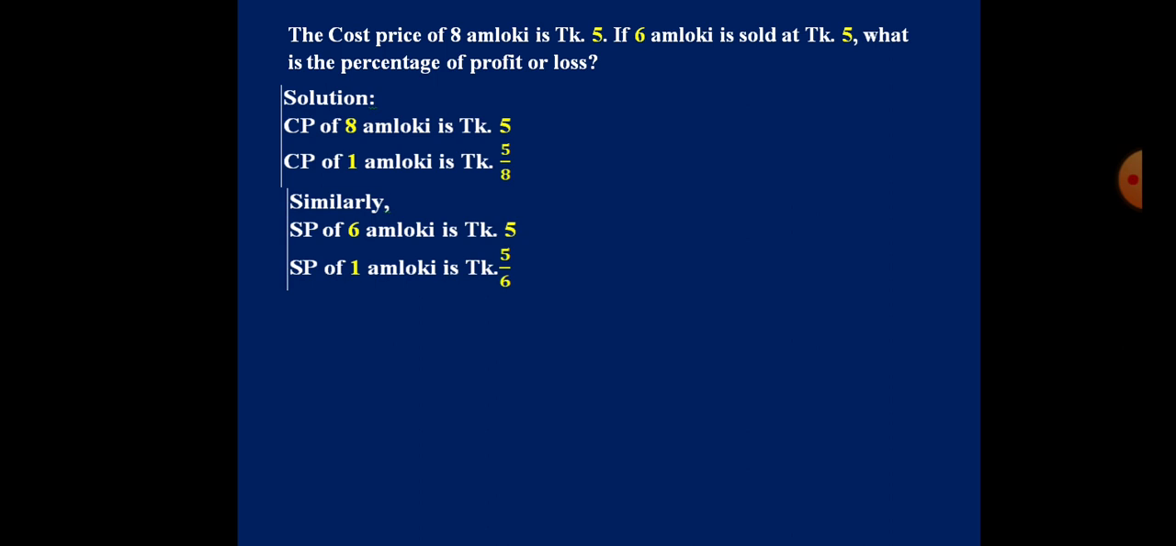Well, selling price of 6 amloki is 5 and selling price of 1 amloki is 5 over 6. And you can see that the cost price of 1 amloki is 5 over 8 and the selling price of 1 amloki is 5 over 6. The selling price in this case is higher than the cost price, so there is a profit, and that profit is selling price minus cost price. That means in that case selling price is 5 over 6 and the cost price is 5 over 8. So 5 over 6 minus 5 over 8 equals 5 over 24.